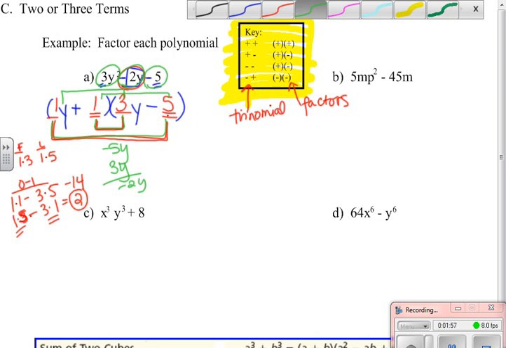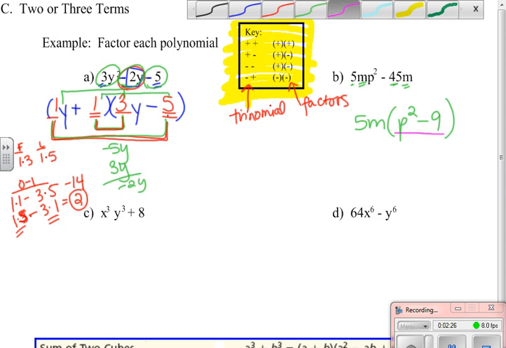Now B, if there are only two terms, the first thing you should always look for is greatest common factor. Two terms, greatest common factor is all I have. So I have a greatest common factor of 5. I have a greatest common factor of m. And there aren't p's in both, so I can't do anything. When I take 5m out of the first term, I'm left with p squared. When I take 5m out of the second one, I'm left with 9.